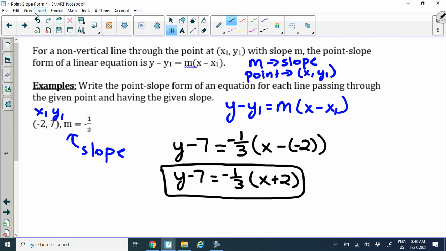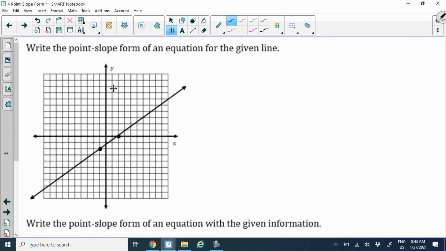Okay, let's do that again, but we're going to do it when we are given a graph. So we're going to write the point-slope form of an equation for the given line. So what we need to find is the slope and a point that is on the line. Now remember, our formula is y minus y sub 1 equals m times x minus x sub 1. So let's find the slope, m. Now the nice part here, to find the slope, we could use the slope formula, but since we're given the graph, it's actually a lot easier to count.